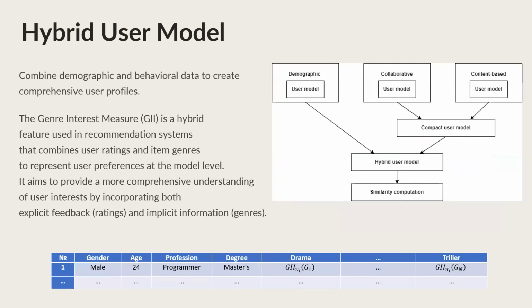Now, let's dive into the heart of recommendation systems, the user model. Building an accurate user model is crucial for understanding user preferences and making relevant recommendations. In a hybrid user model, we combine data from various sources, including demographic information like age, gender, and profession, with behavioral data, such as past interactions and ratings. The hybrid approach allows us to create a comprehensive profile for each user, capturing both explicit and implicit preferences.